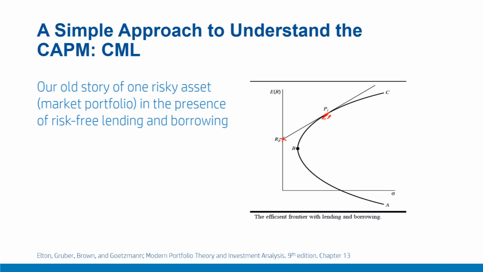Since everybody will hold this portfolio in equilibrium, this portfolio is called the market portfolio. Market portfolio is a portfolio comprising all the risky assets in the market, and in the market portfolio each asset is held in a proportion that is the ratio of its market value in the actual market to the aggregate market value of all the risky assets.